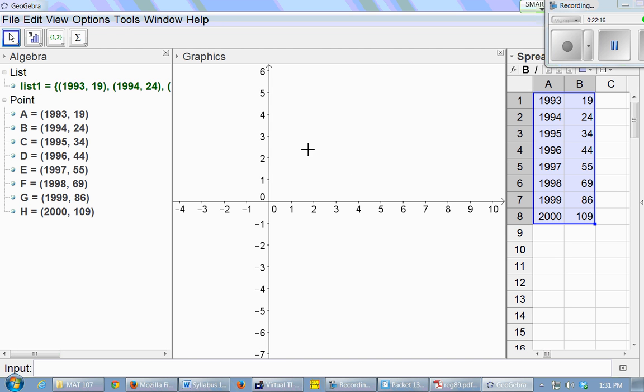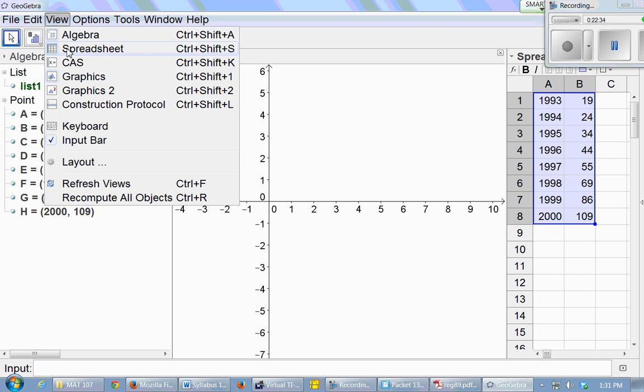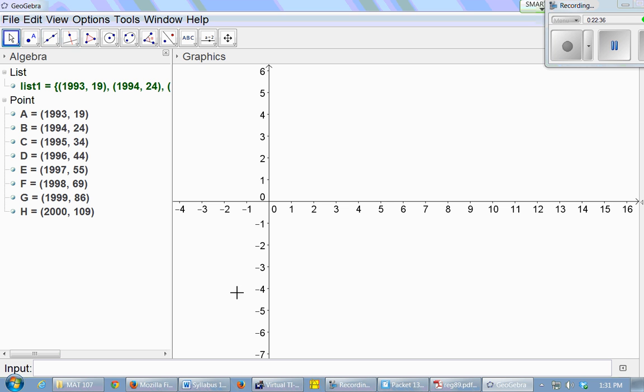And why can't I see them in the graphics view if I've created them? I don't need to. They should exist. I have to alter the scale of the graph. Yeah, I got to change the window. So I'm going to hide my spreadsheet view now so it's not taking up room. Just go back to view and hide the spreadsheet.